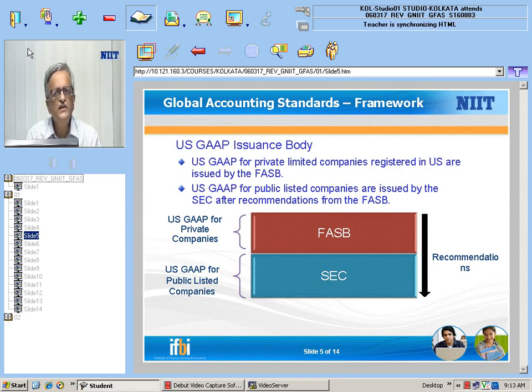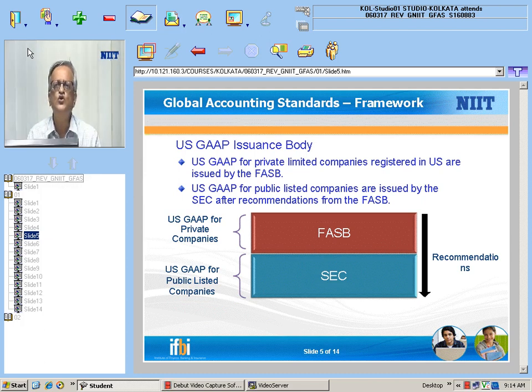Issuance body means those which are issuing the various accounting standards. US GAAP for private limited companies registered in the USA is issued by FASB. And US GAAP for public limited companies, that is those companies whose shares are issued to the public and purchased by the public, is issued by SEC after recommendation from FASB. So for private companies, FASB will be issuing the various accounting standards, whereas for public limited companies, SEC, the Securities Exchange Commission, after recommendation from the FASB, will be issuing the various accounting standards.